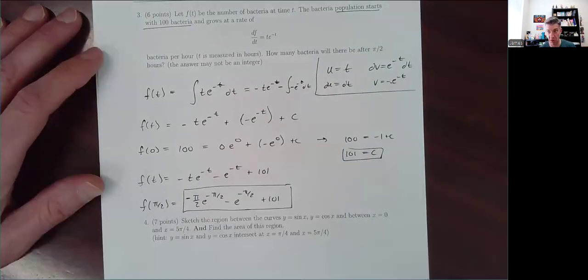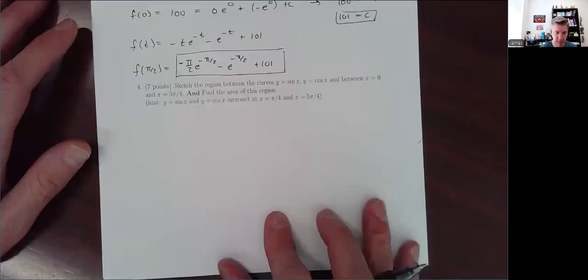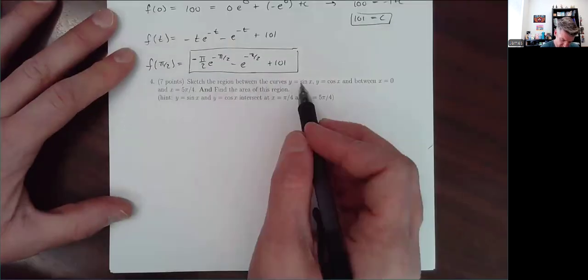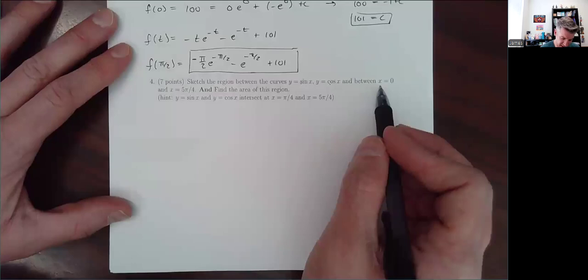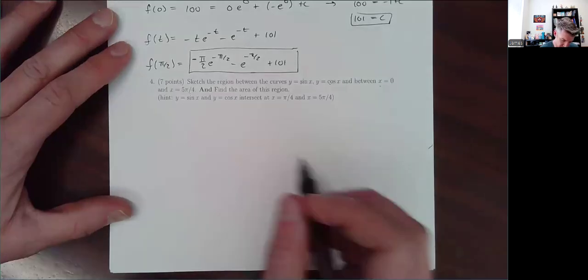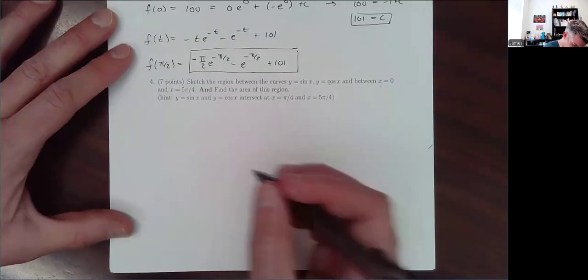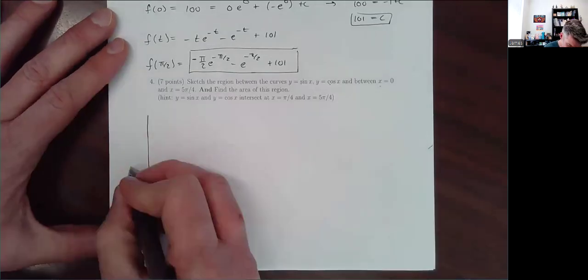Okay. Let's sketch the region between the curves y equals sine of x, y equals cosine of x, and between x equals 0 and x equals 5 pi over 4. Find the area of this region. And they even give you a hint. They tell you where these both intersect, which is kind of nice. Nicer than I would be.